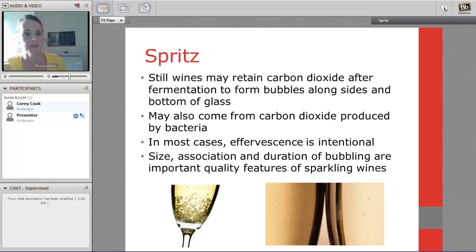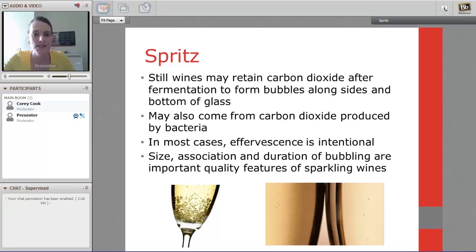Now, spritz. Still wines can retain some carbon dioxide after fermentation, and so you can have some bubbles along the sides and the bottom of the glass in a still wine, so in a still table wine. It can also come from carbon dioxide that's produced by bacteria, which is bad. So you don't want to have that. Generally, if you have a still table wine, you don't want to have any spritz in it. In most cases, effervescence is intentional. So when you're making sparkling wine, for example, you want to have it bubbly.